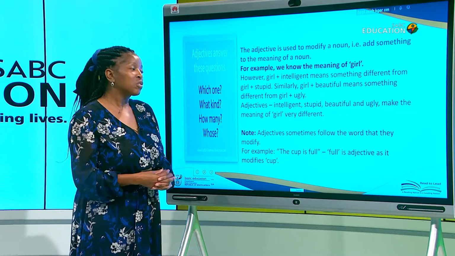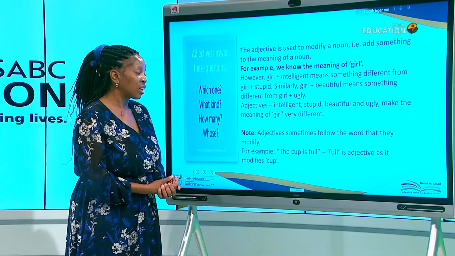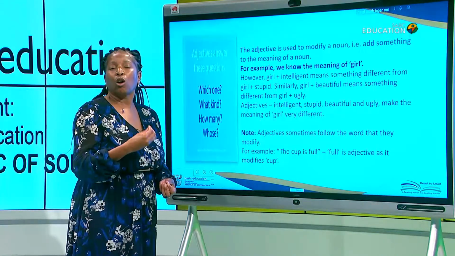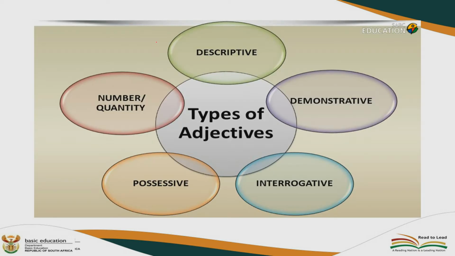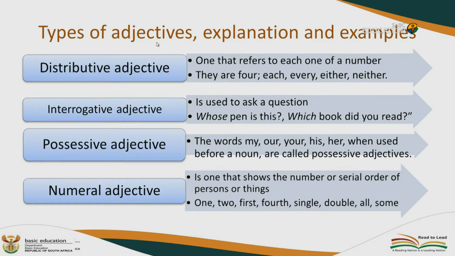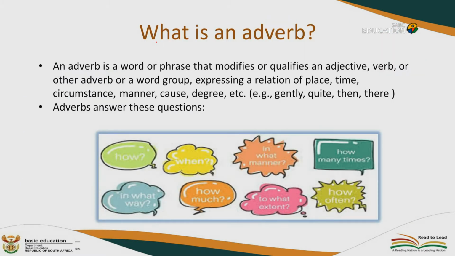Sometimes adjectives follow the word that they modify. So we don't actually always have the adjective in front of the noun. We sometimes have the cup is full. Full is an adjective. It comes right at the end of the sentence, but it modifies the cup. We have different types of adjectives, but we will leave that for another lesson.